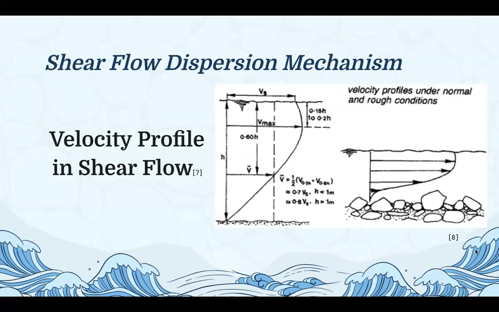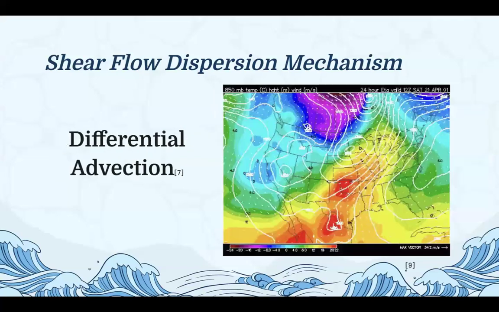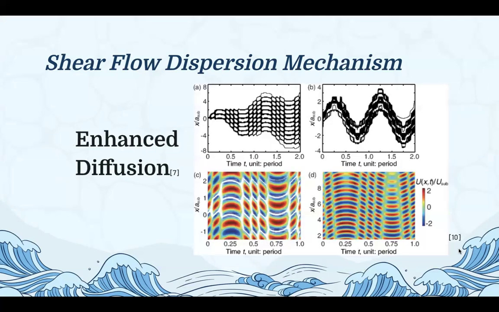Next, we'll talk about differential advection. So different layers of fluid move at different speeds, causing faster moving layers to overtake slower ones. This leads to a stretching and folding of the pollutant cloud, intensifying concentration gradients and promoting mixing. A good example of this is when a cold front comes in and is moving at a different speed or direction compared to the warmer air below. This can then create complex weather systems and is super interesting.